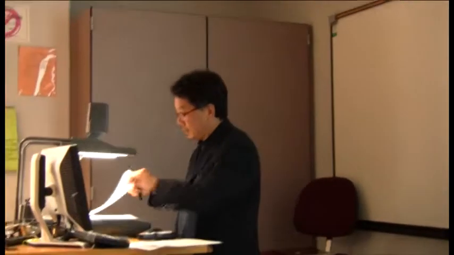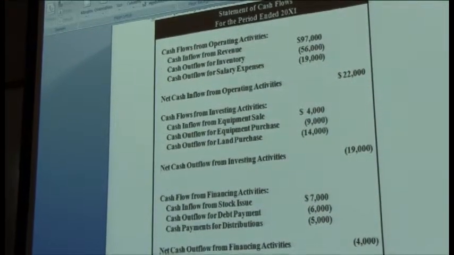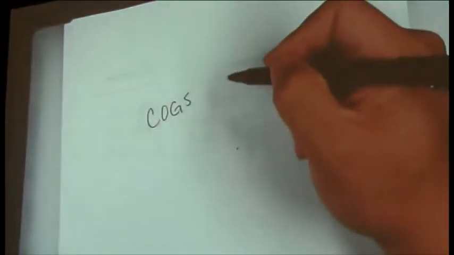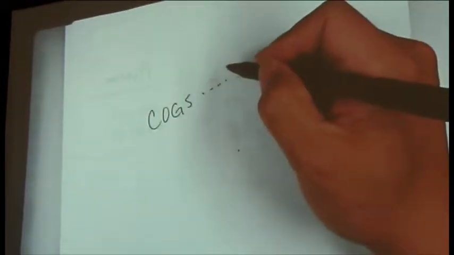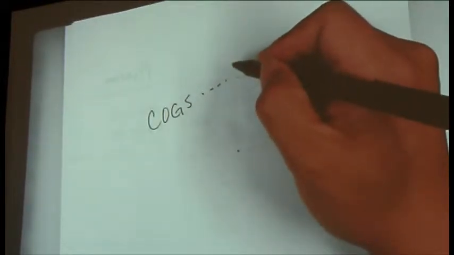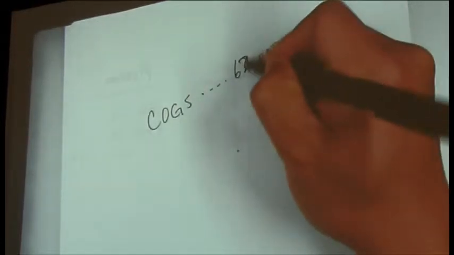All right. So to be able to tell how much we actually sold as cost of goods sold, we start with the cost of goods sold. Cost of goods sold figure is given to you. How much? Okay, 64,000? 62,000. That's from your income statement.